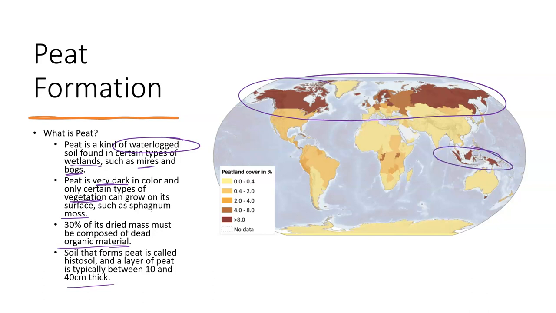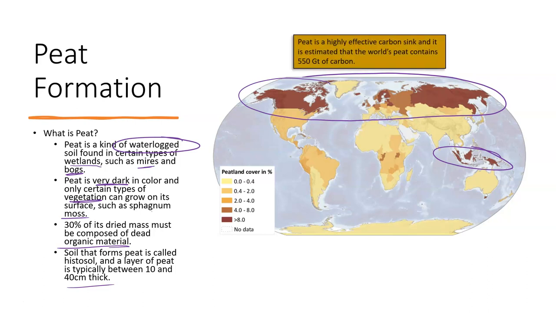So what are some of the conditions that are needed? We'll get to that, but peat is a highly effective carbon sink, and it is estimated that the world's peat contains 550 gigatons of carbon. That is a substantial amount of carbon that is literally stored in the ground right now. We call that a sink. We just talked about what sinks mean, right? It's a source of carbon storage.